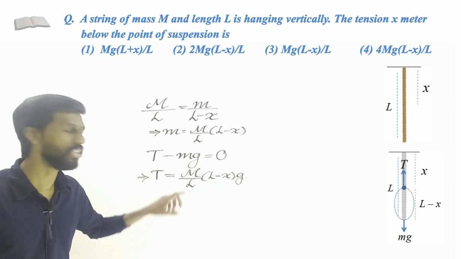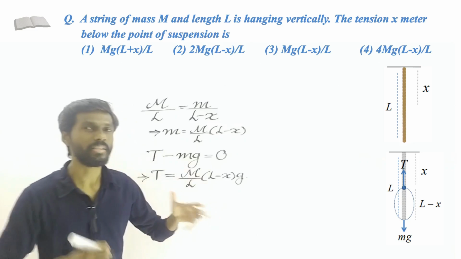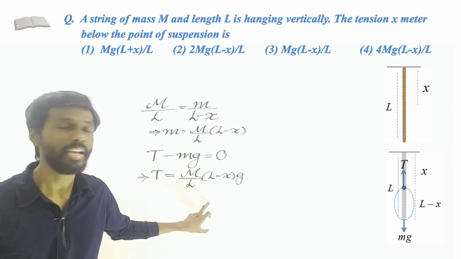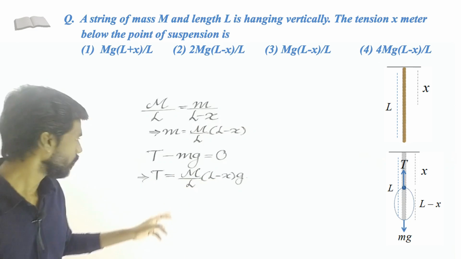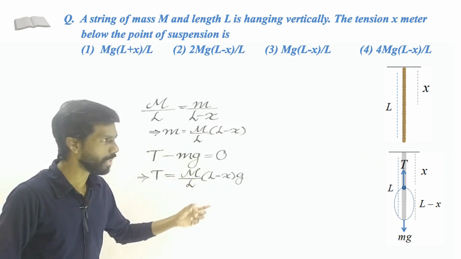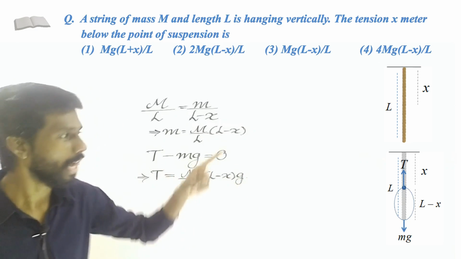So the tension is dependent on x. As a particular case, suppose x is L itself. That means L meter below the point of suspension, which is the bottommost point. What is the tension? It is 0, because there is no mass below that bottom point. So the tension is 0 at the bottommost point.